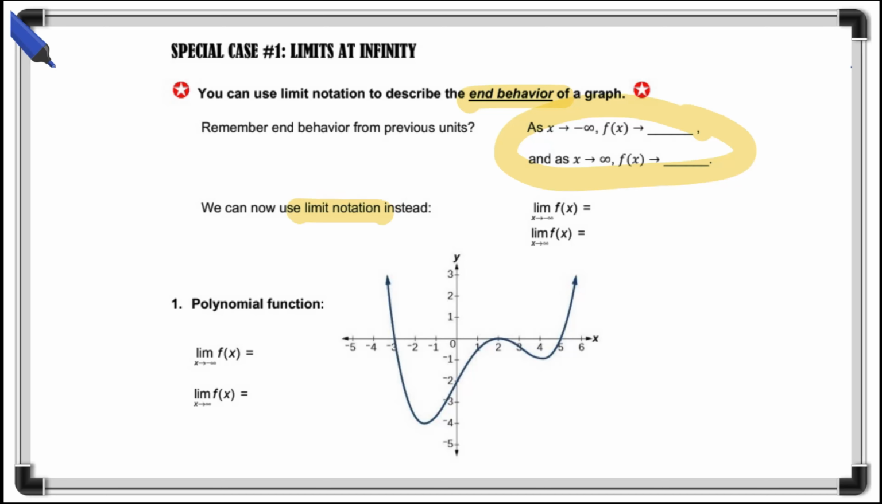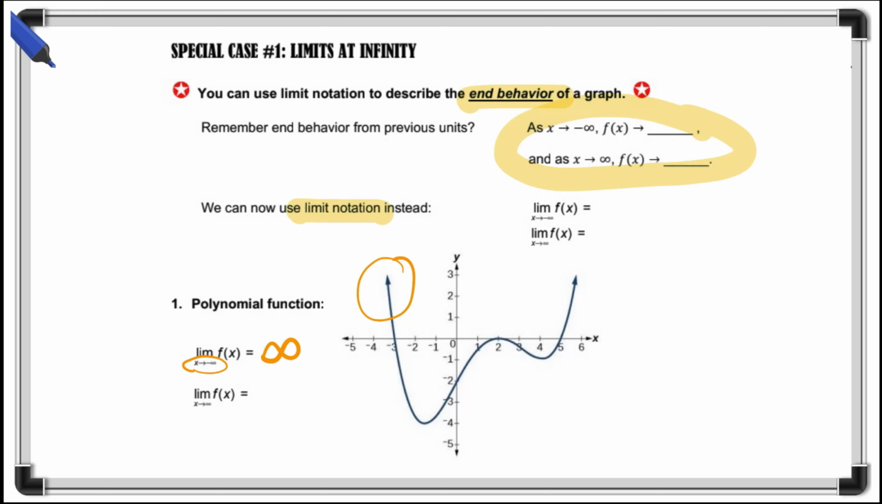The first functions we're going to look at are polynomial functions. With polynomial functions, you're going to look at two specific things. The first is as x approaches negative infinity. That's the left-hand side of my graph. What is my graph doing? Where does my graph point towards? It's pointing up towards positive infinity, so I'm approaching that particular value of infinity.